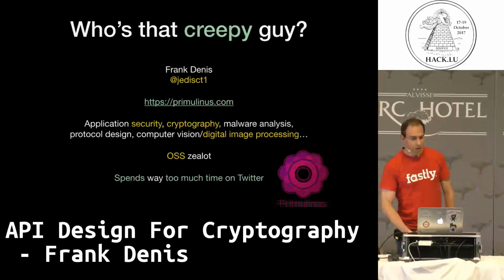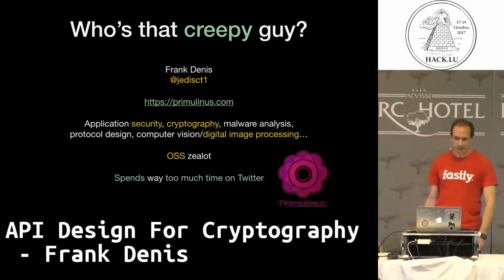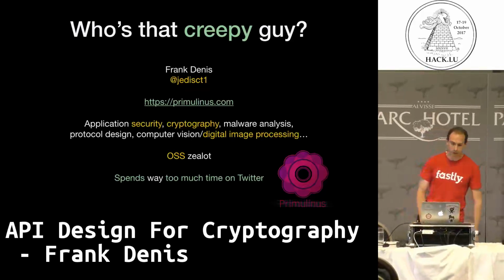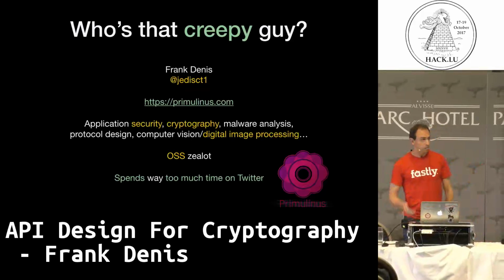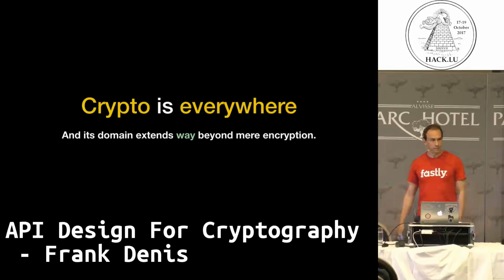So, I'm Frank Denis. I work on a bunch of different things. The main thing I do right now is build models for computer vision and digital image processing. But what we're going to talk about right now is really about crypto. And crypto means a lot of different things. There's a lot you can do with it. But usually when you think you need crypto for the first time, it's because you need to encrypt stuff.